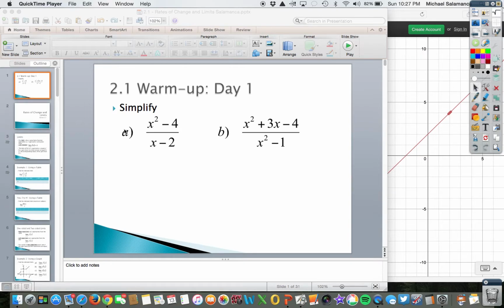Hello students, in today's video we're going to talk about rates of change and limits. But before we do that, let's do a quick warm-up. Please simplify both of these problems.